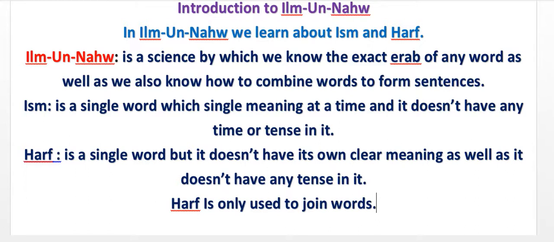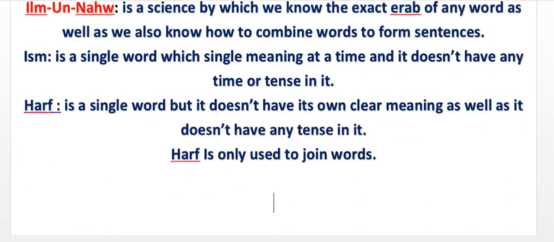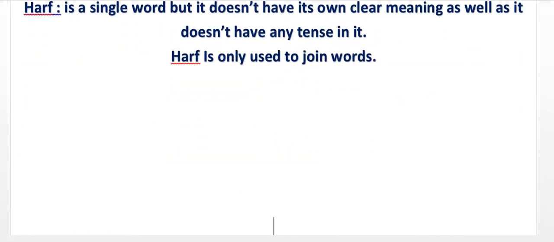So what we have learned from the definitions of harf and ism: ism is a single word which has a single meaning at a time, and it doesn't have any time or tense in it. And what is harf? Harf is a single word, but it doesn't have its own clear meaning, and it doesn't have any tense in it. Harf is only used to join words. And now I am going to give some examples of ism as well as harf, so this will also help you to understand more.